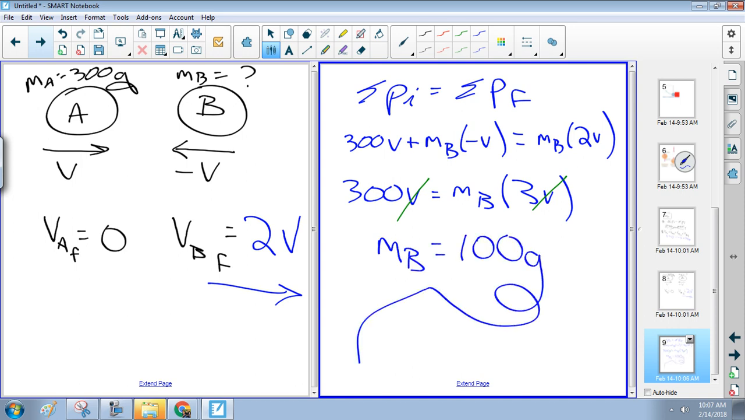As a quick side note, notice the units don't matter here. You can use grams or kilograms here, right? As long as you always use the same unit. The times when you need to worry about switching to kilograms is if you use something like newtons, which has kilograms built into it, right? Or joules, which has kilograms built into it. Okay, here it doesn't matter.